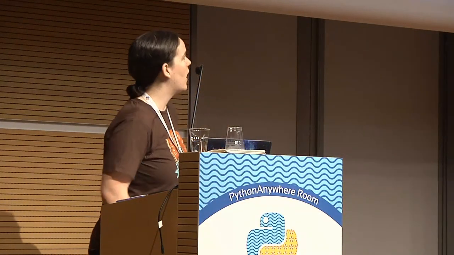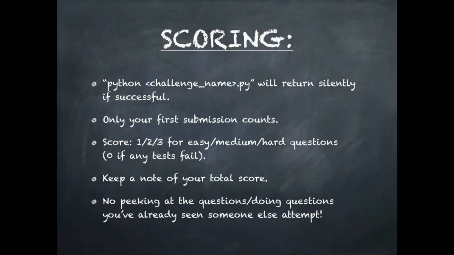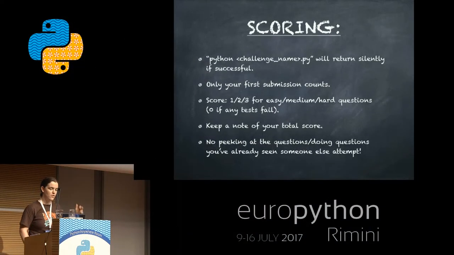So scoring, we're going to have a set of these test files. If it returns silently, it was successful, and you get some points. You don't get another go if it fails. The questions are divided into easy, medium, and hard, where hard is, bearing in mind you're not allowed to look at the code, entirely ridiculous rather than hard in any other context. So you get a different number of points, 1, 2, and 3 respectively.